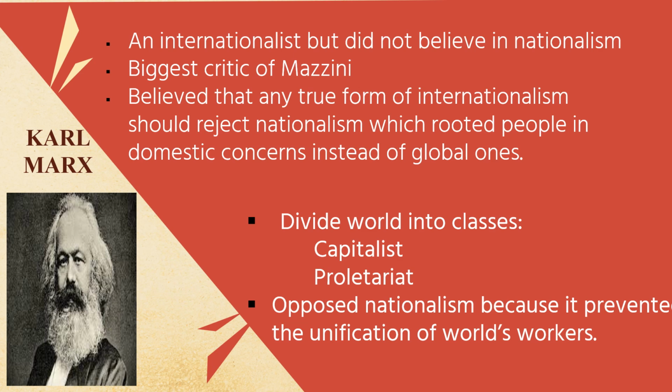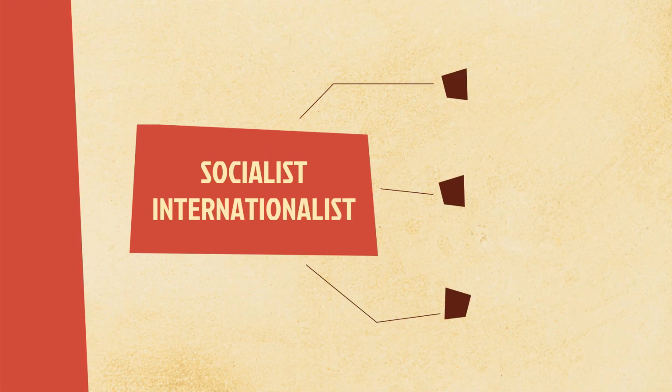So again, internationalism has two types. First is liberal internationalism, and the second type is socialist internationalism. Socialist internationalism is a union of European socialist and labor parties established in Paris in 1889, and it was short-lived.